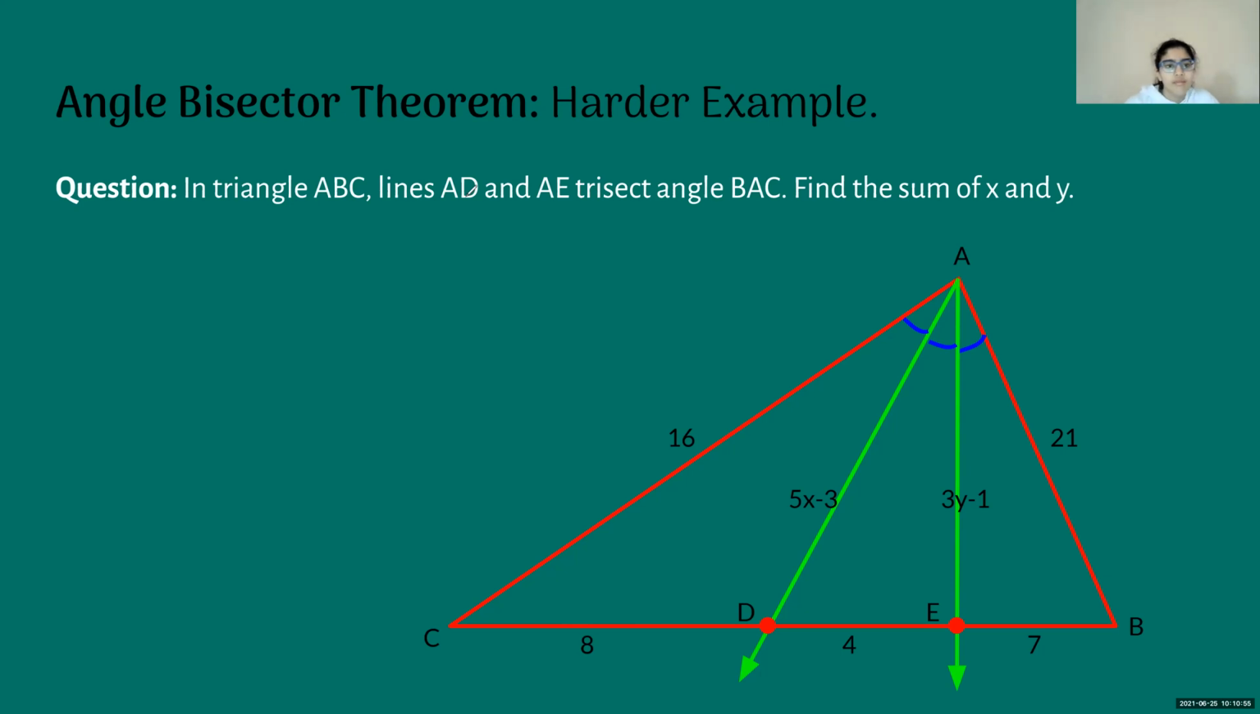the equation for x was this over this is equal to this over this. So we get 21 over 7 is equal to 5x minus 3 over 4 for our equation. It's okay if it takes you some time to do it quickly. You're just learning this. So the equation for y was 3y minus 1 over 4 is equal to 16 over 8.